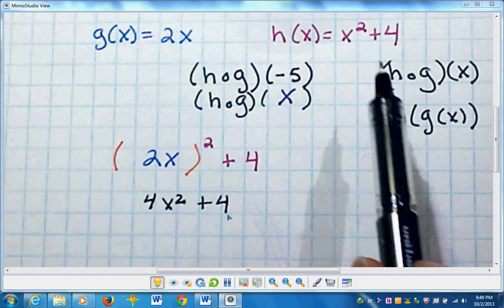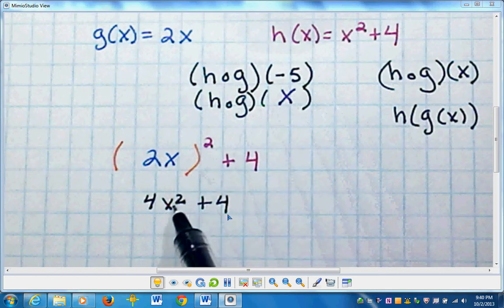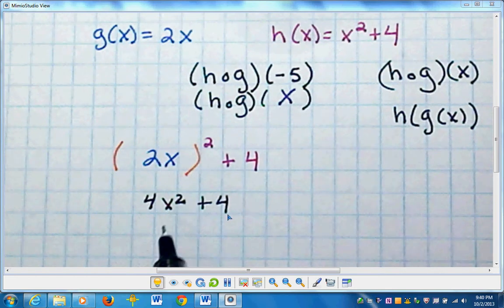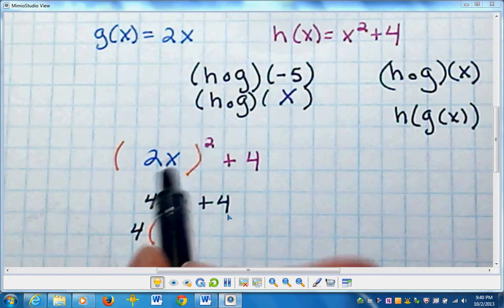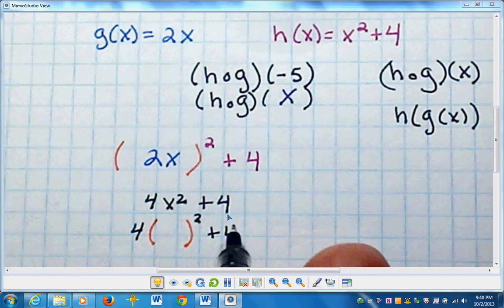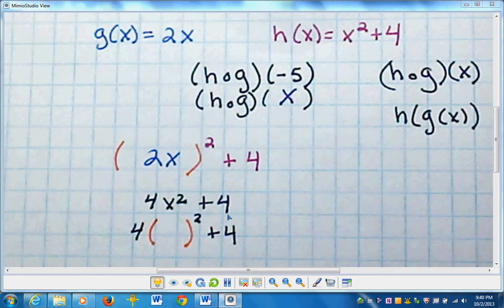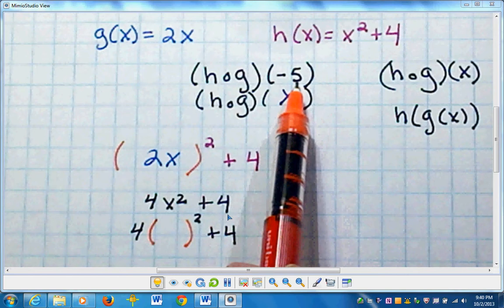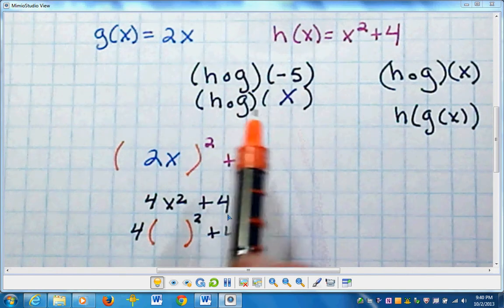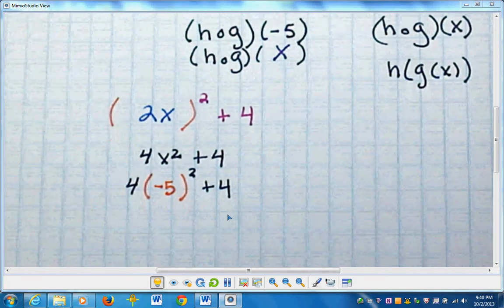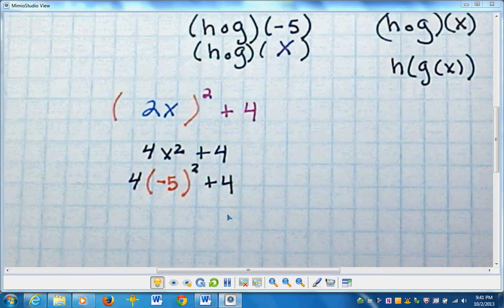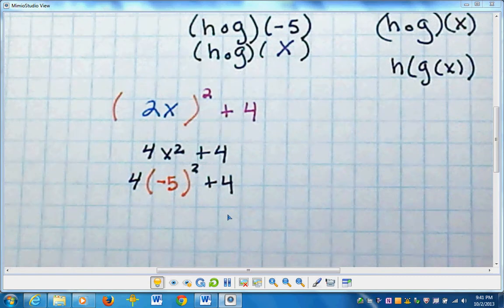Now I need to substitute in -5 for x squared. So in a very similar way, I'm going to write 4, but instead of x, I'm going to use a parentheses, something squared plus 4. So remember that I have -5 taking the place of x. So I'm going to put -5 in here. Now I can use my calculator and crunch this out if I so choose. I'm going to go ahead and just do it longhand.